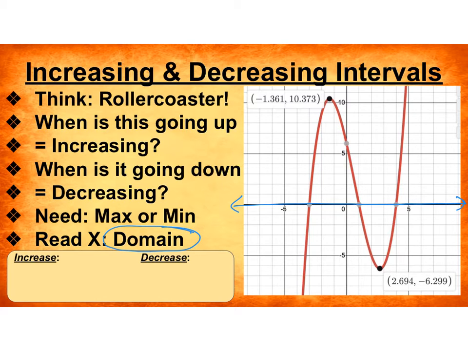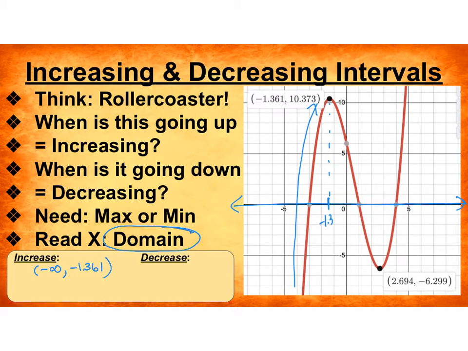So if I use the blue to say up, then I'm going up here. This x is this value right here, which is the negative 1.3. So I'm increasing from negative infinity to negative 1.361. When x is negative 1.361, I'm at the top. I'm not increasing or decreasing, so that's going to get a soft bracket.